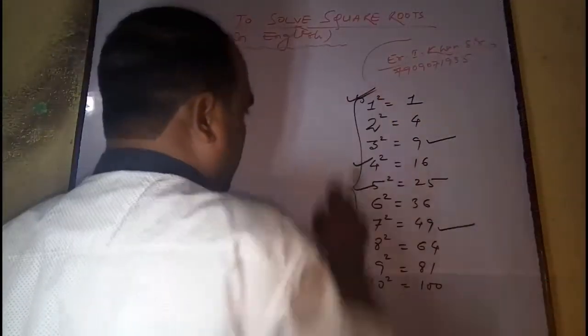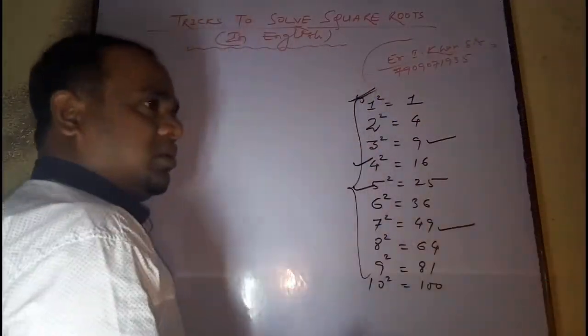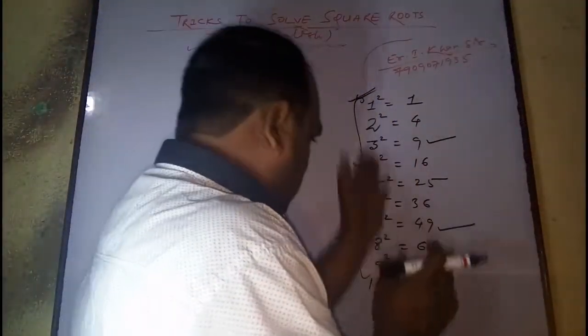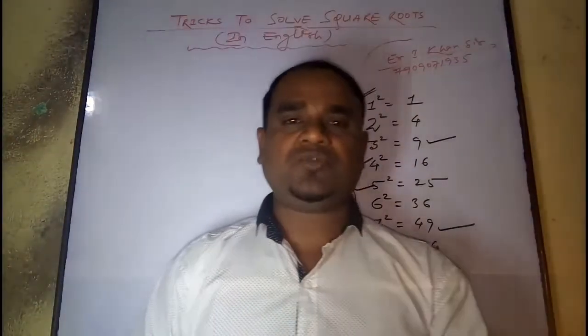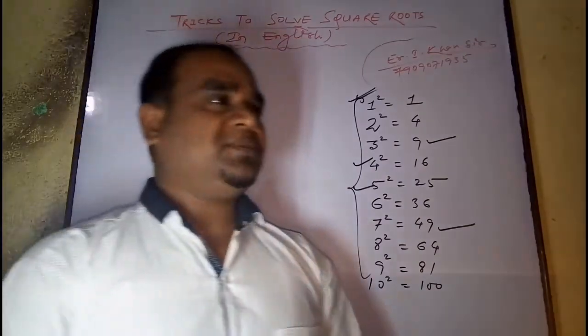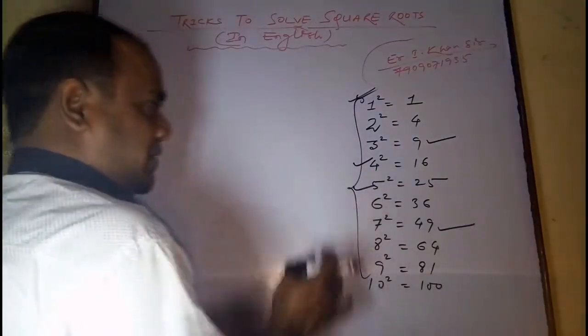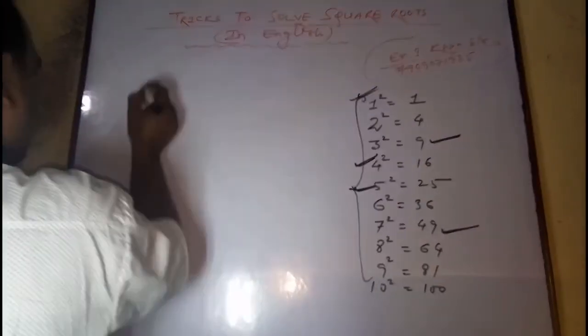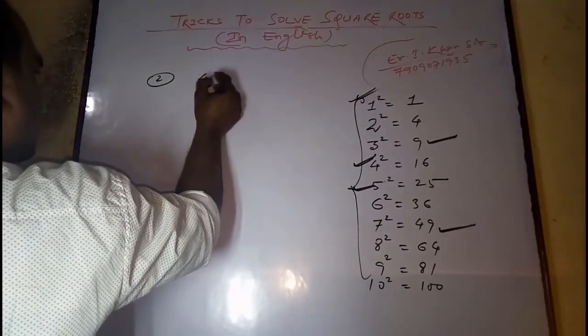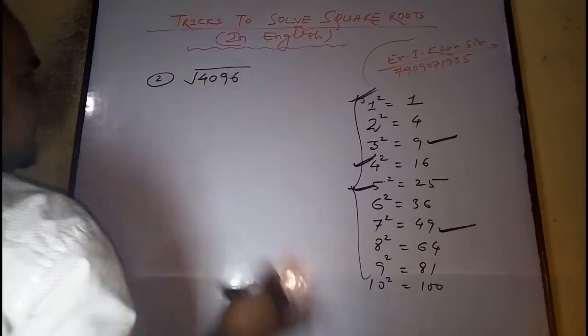In order to find the square root, first of all, we must know the squares of the numbers 1 to 10. I know every student knows the squares of 1 to 10, but I have just written them. Okay, here are the squares of 1 to 10. Suppose we have to find the square root of 4096.